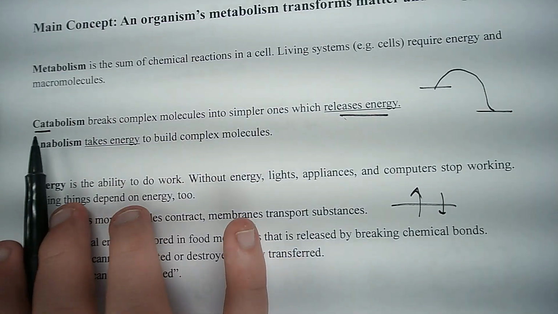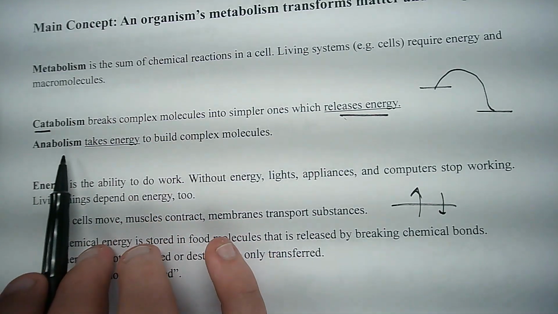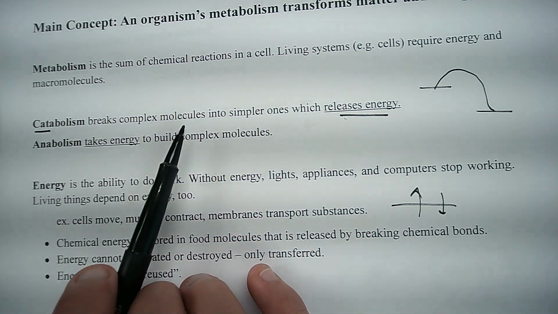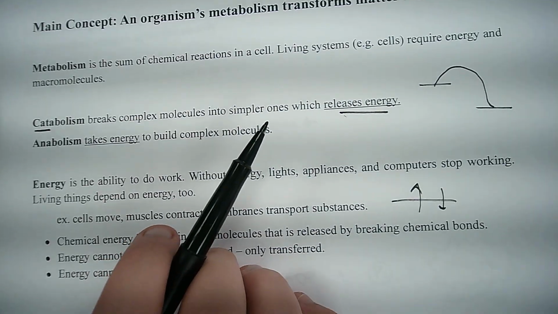Catabolism, I tend to think of cats just destroying everything, and so we can think of cats breaking down things. Anabolism takes energy, but it builds complex molecules. This is why they're called anabolic steroids that some athletes take to build muscle.